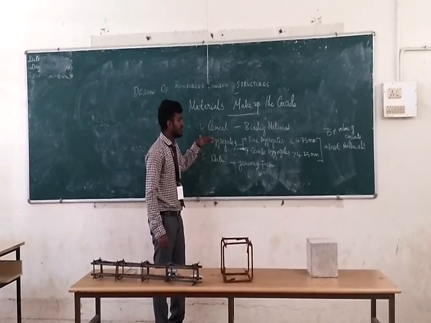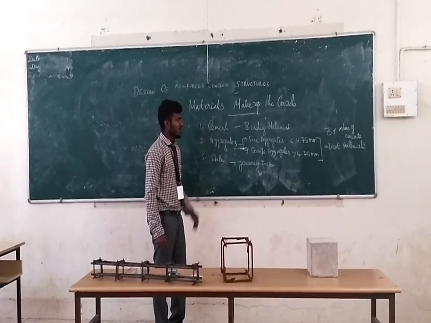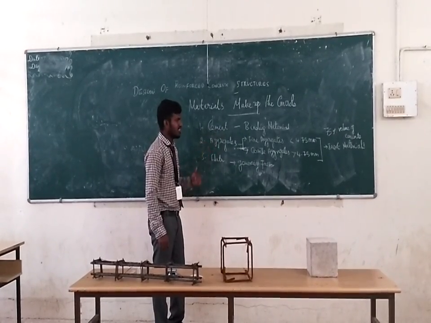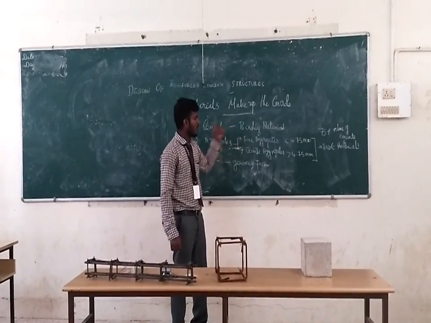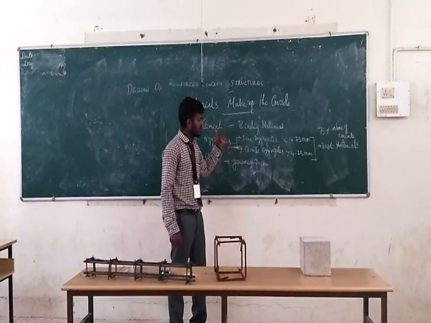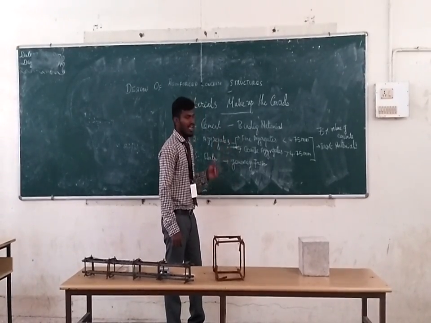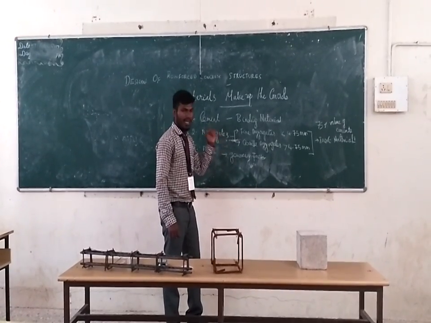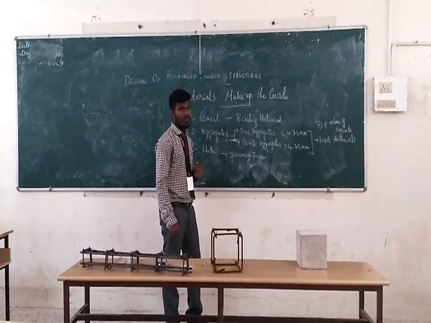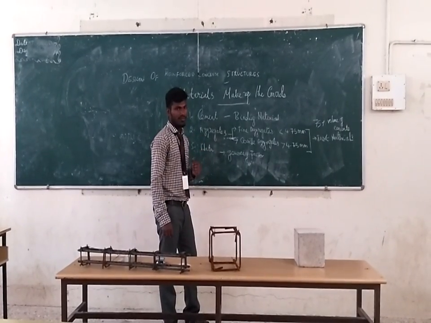Aggregates we can split into two parts: one is fine aggregates, another is coarse aggregates. Fine aggregates are the portions less than 4.75 mm, whereas the portions greater than 4.75 mm are called coarse aggregates. Aggregates are inert materials and make up 75% of the volume of concrete. The last one is water, the governing factor.